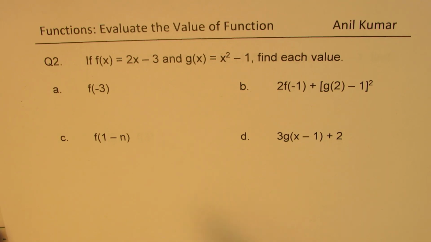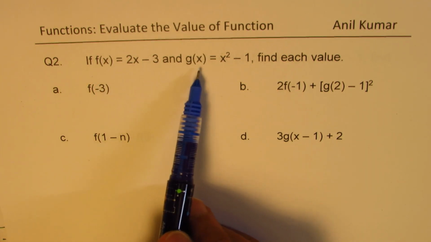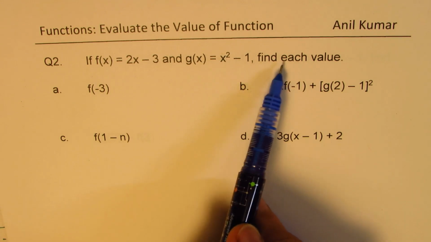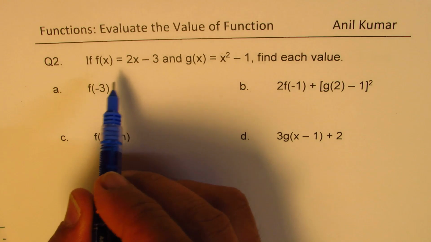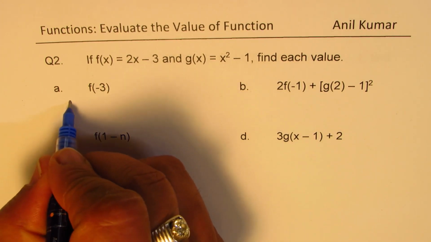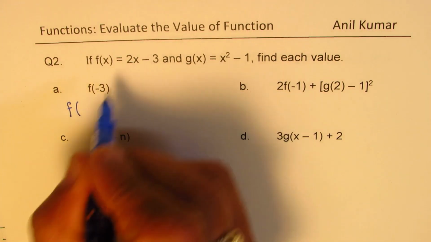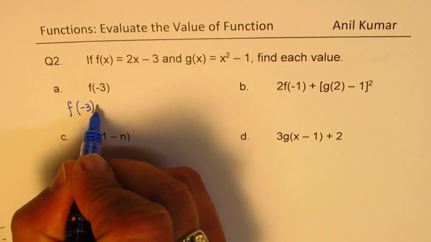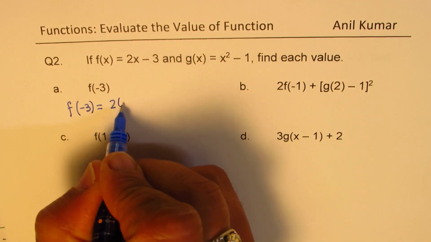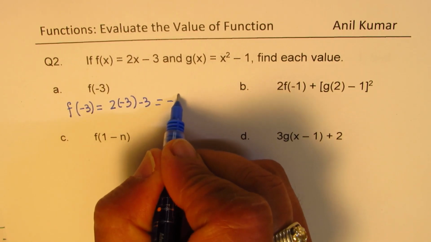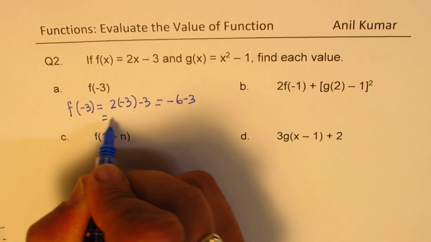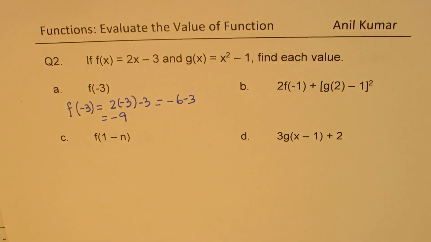If f of x equals 2x minus 3 and g of x is x squared minus 1, find each value. F of minus 3. So just as we did in question number 1, substitute minus 3 for x, right? So f of minus 3 is 2 times minus 3 minus 3, correct? Which is minus 6 minus 3, which is minus 9.